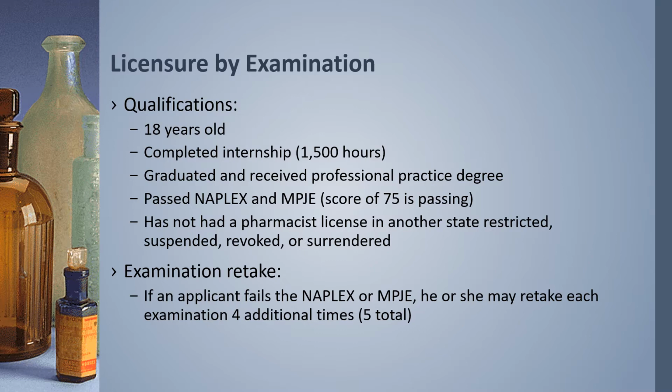You have to have graduated and received a professional practice degree from a licensed college of pharmacy in the state of Texas. You have to pass the NAPLEX and the MPJE, which is the law exam, with a score of at least 75. So 75 on those exams is passing. And you have to have not had your pharmacist license in another state restricted, suspended, revoked, or surrendered.